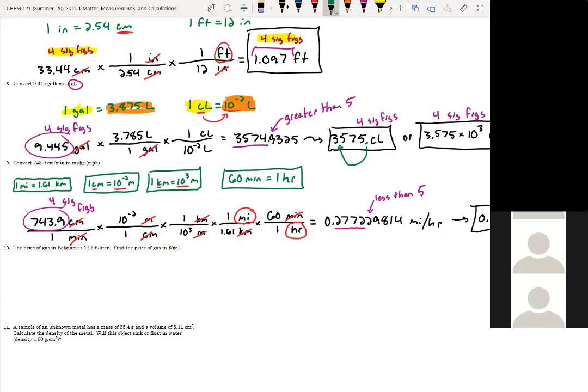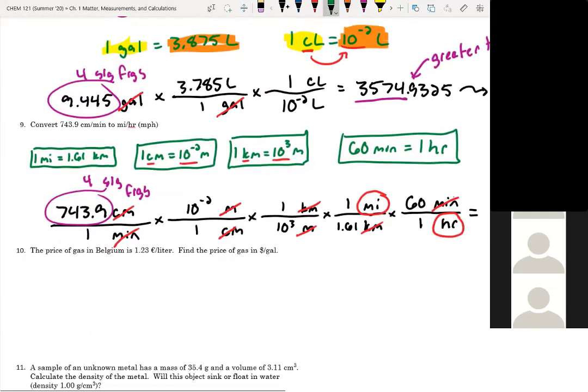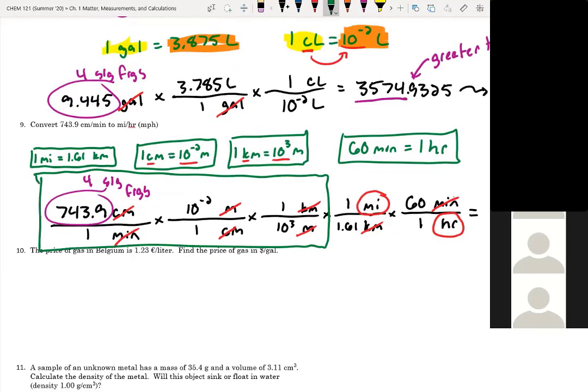Okay, how about this? Let's do this one first. I'm gonna just have us solve this portion, but we're not even gonna use our calculator for this. Okay, so if we think about 10 to the negative 2 times 1 over 10 to the negative 3, what would that be?